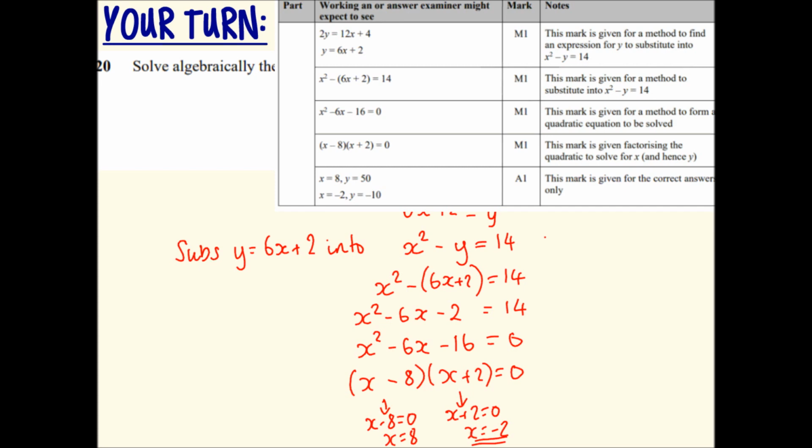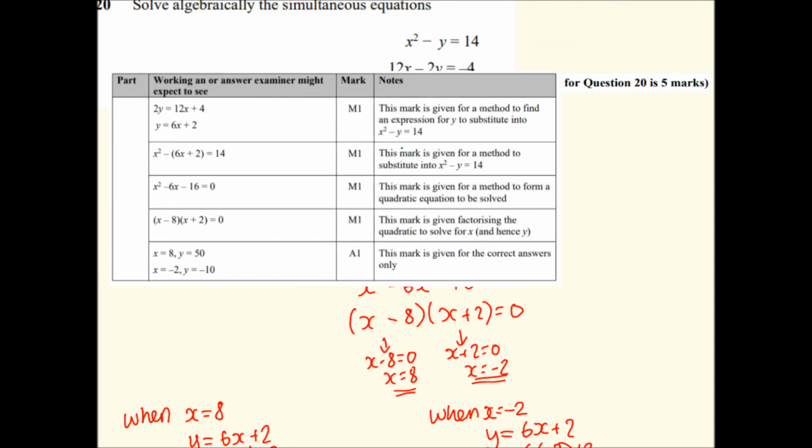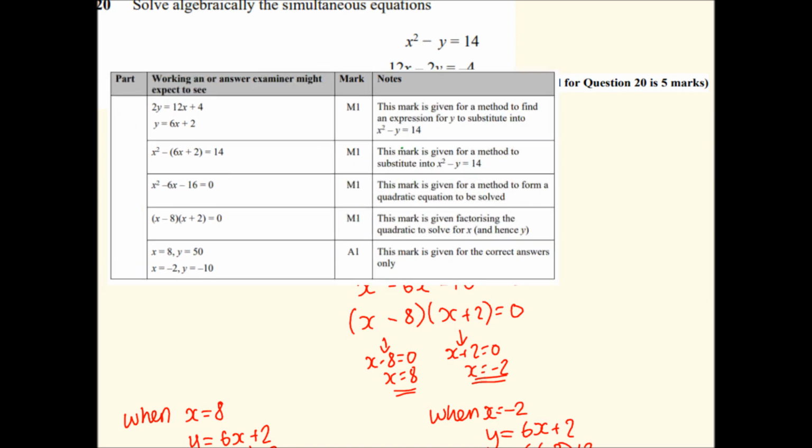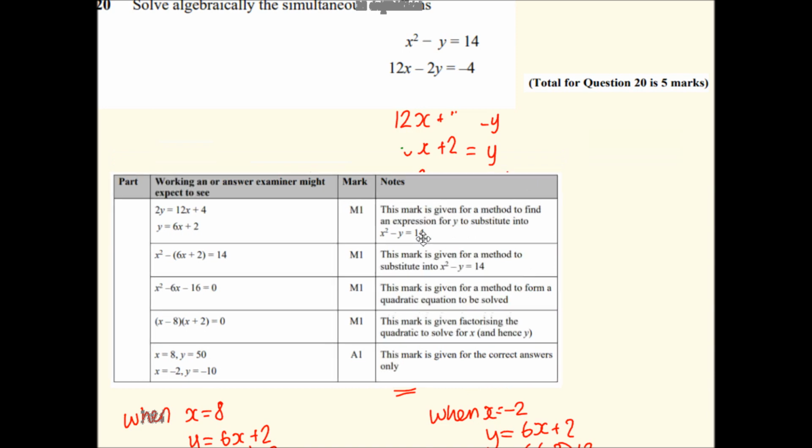Okay, so here is our mark scheme, and here's my working out. If we're just comparing these, then your first mark comes from method to find an expression for y to substitute into x squared minus y over 14. Unfortunately, just then when I used the rubber, it has rubbed out a bit of this working out. So that would have said that. Okay, so I added the 4 on and added the 2y on, and then if you divide through by 2, we get 6x plus 2.